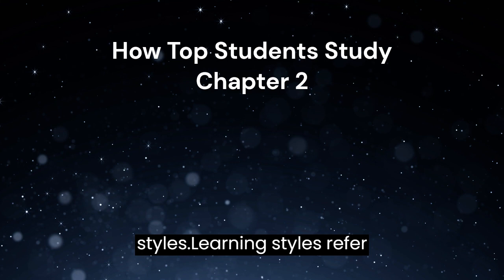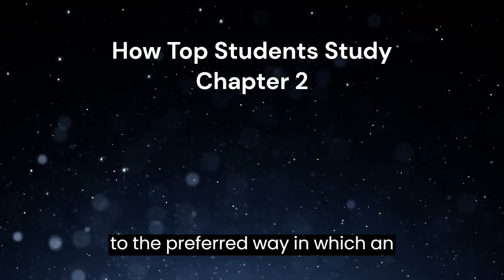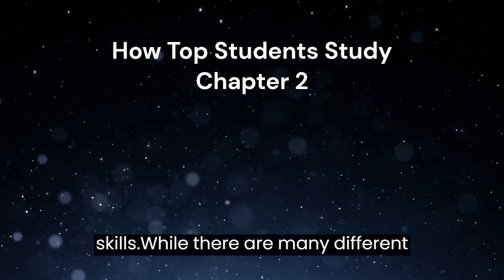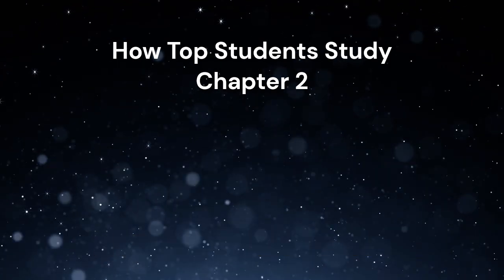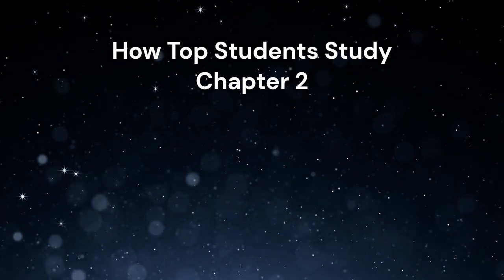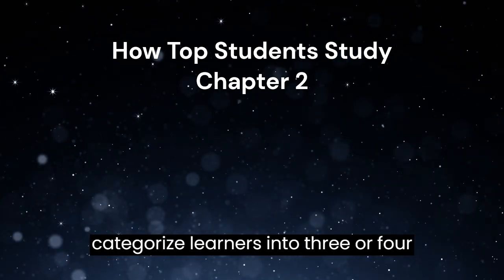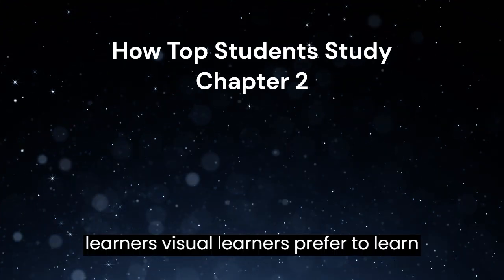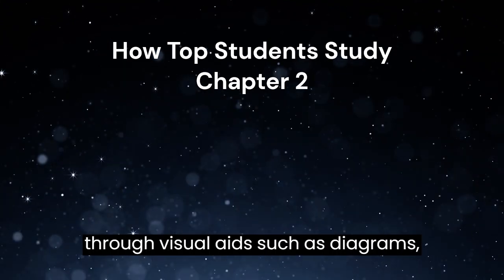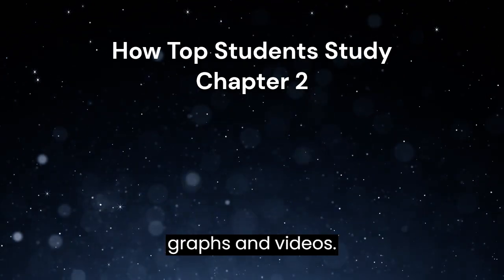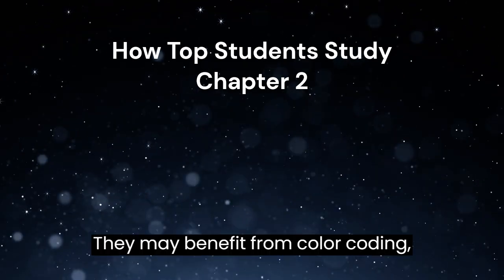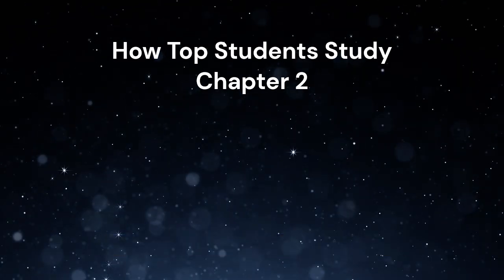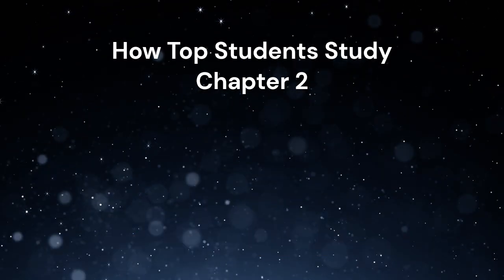Learning styles. Learning styles refer to the preferred way in which an individual learns new information and skills. While there are many different models of learning styles, most categorize learners into 3 or 4 different styles. Visual learners. Visual learners prefer to learn through visual aids such as diagrams, graphs, and videos. They may benefit from color coding, highlighting, and drawing pictures to help them remember information.